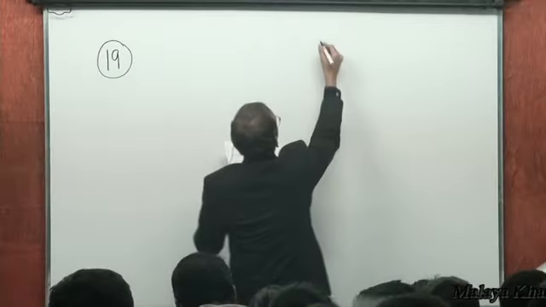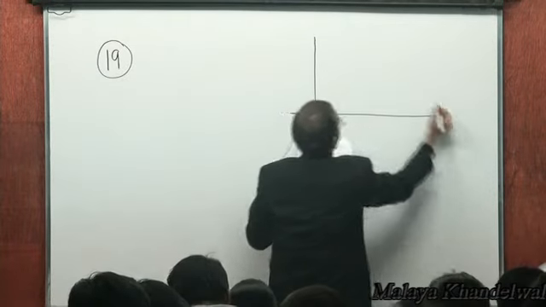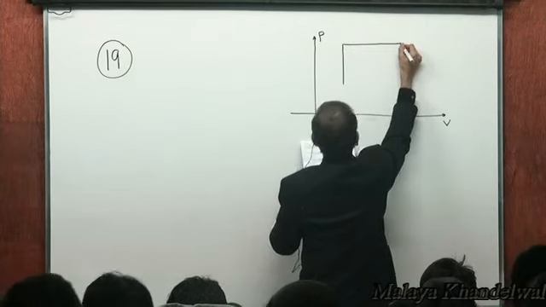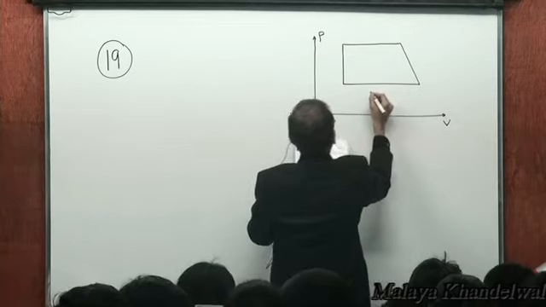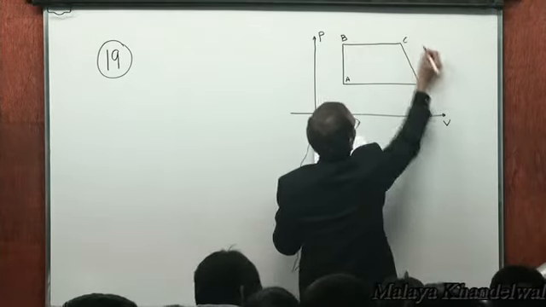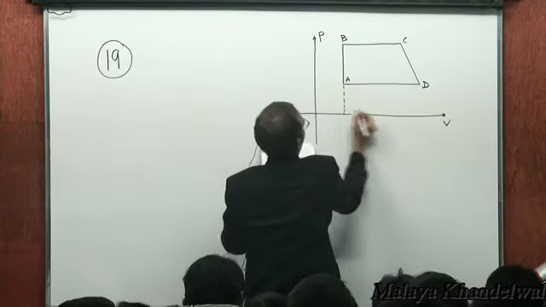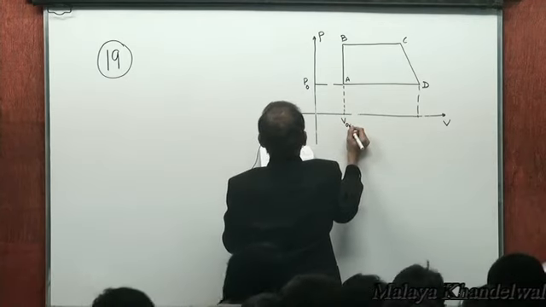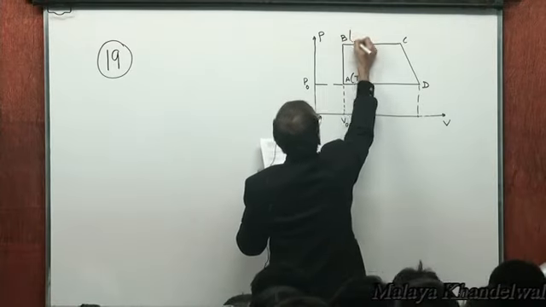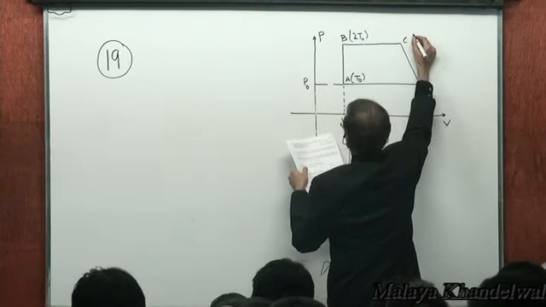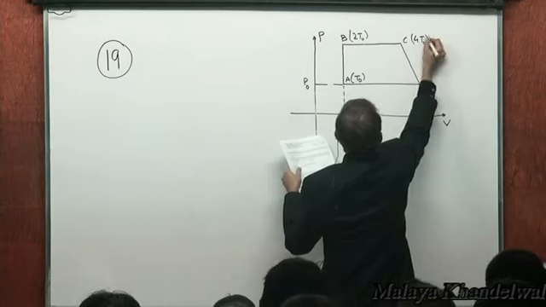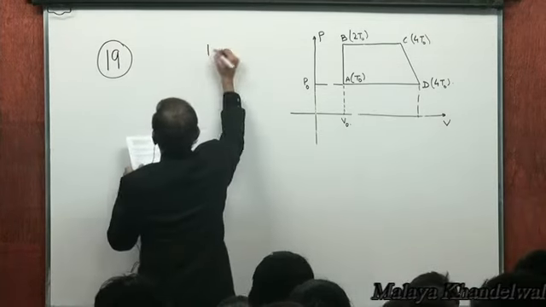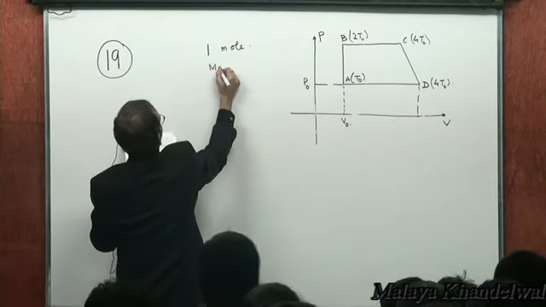Right. So in 19th, they have this indicator diagram for a cycle. One mole of a monoatomic gas undergoes this cycle.